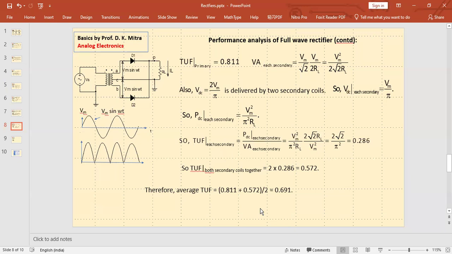In the next lesson, we shall do this analysis for the bridge rectifier. Okay.